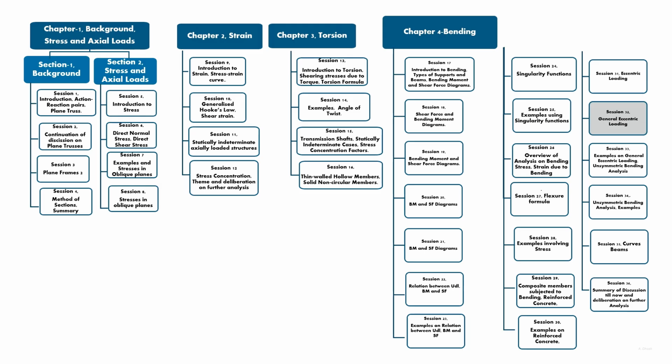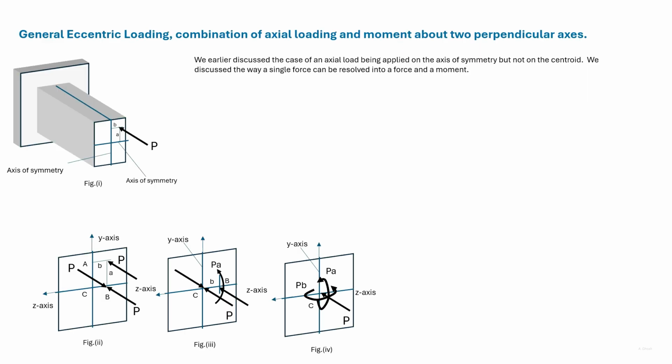We are in chapter 4 where we are discussing bending. This is the 32nd session overall. Here we look at general eccentric loading. This is the roadmap we are following in the first 4 chapters, and we have reached session 32. Here we consider the case of general eccentric loading.